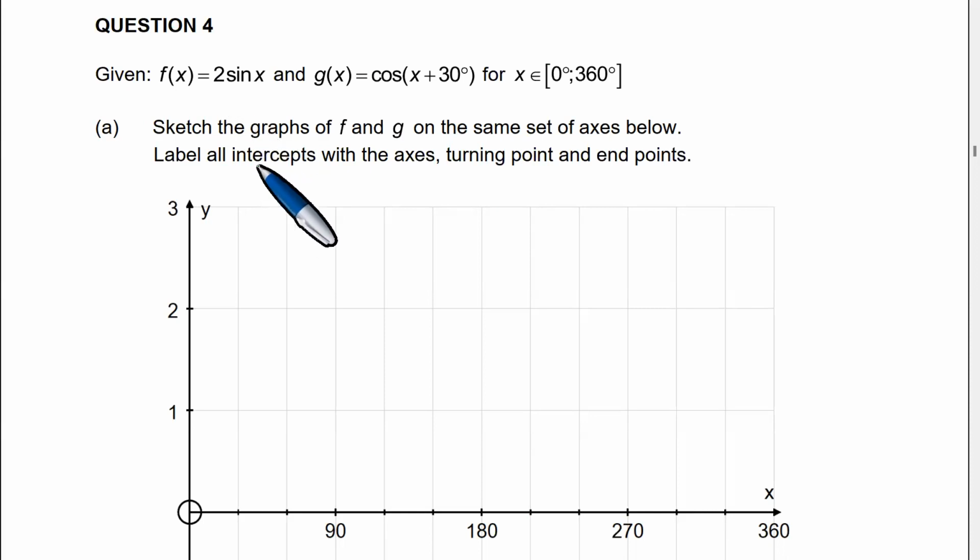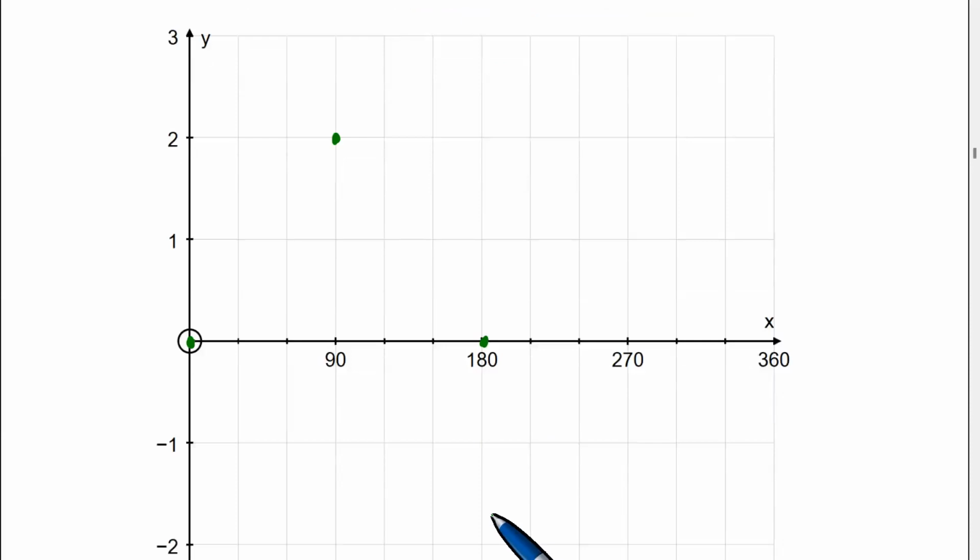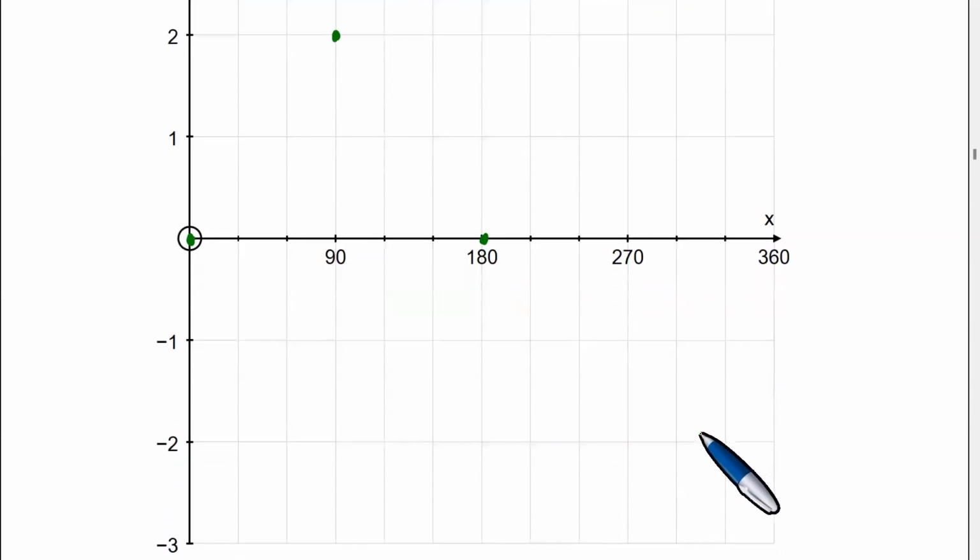So the sine of 0 is 0. Then at 90, the value is 2. 180 is 0. 270 is -2. And 360 is 0.